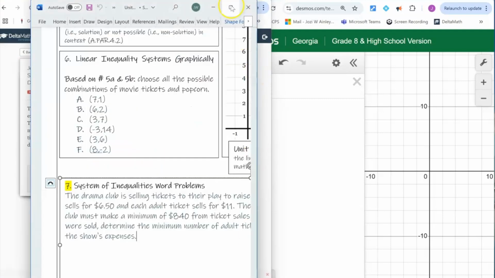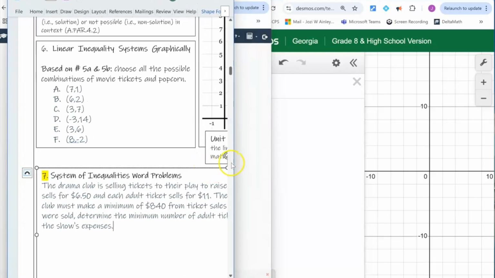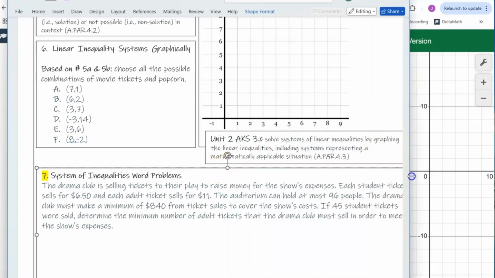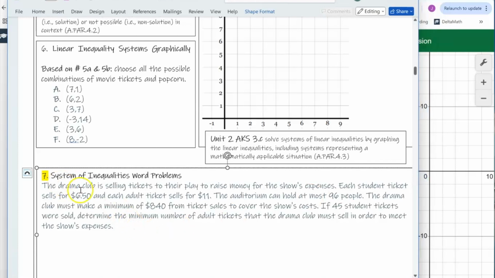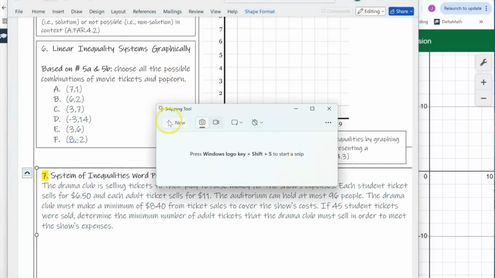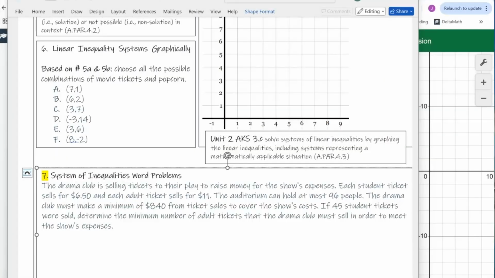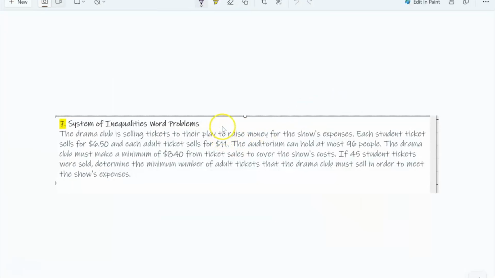I'm just going to do the one in our notes. So it says, the drama club is selling tickets to their play to raise money for the show's expenses. Each student ticket sells for $6.50. So again, let's start off with our keywords as we always do. So we're going to find the numbers and highlight them, or actually in the assessment, you only have the underlining tool. So I'm going to use that one. So here's my number 6.50. What does it represent? It is a student ticket, okay?